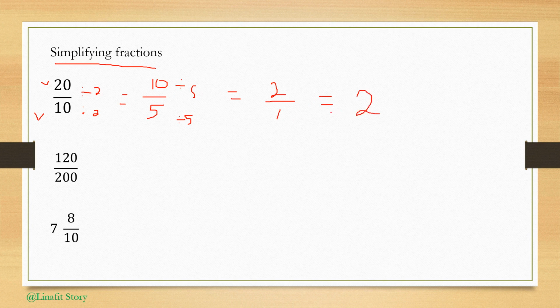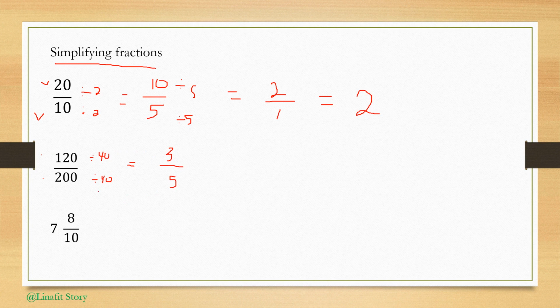How about 120 out of 200? If you want to divide one by one, divide by 2, by 3, by 4, and so on, it takes time. That's why you'd better divide the numerator and the denominator by the greatest common factor. The greatest common factor between 120 and 200 is 40. So you divide the top and the bottom number by 40. 120 divided by 40 equals 3. 200 divided by 40 equals 5.